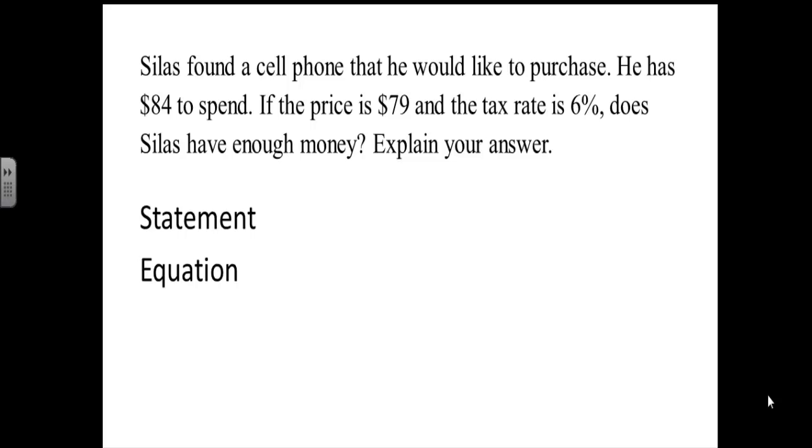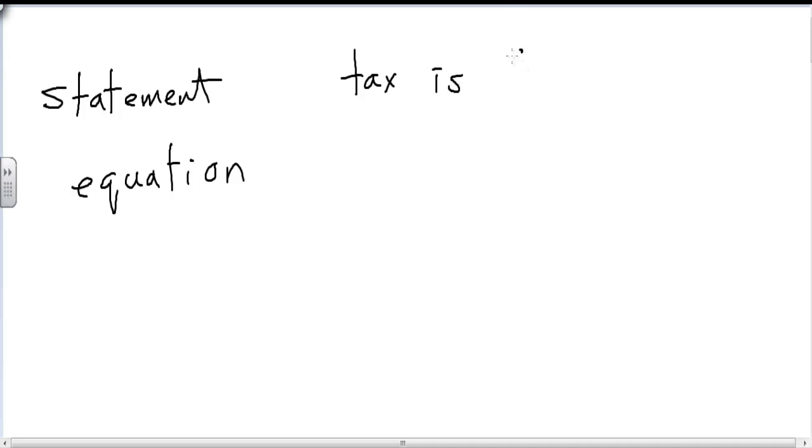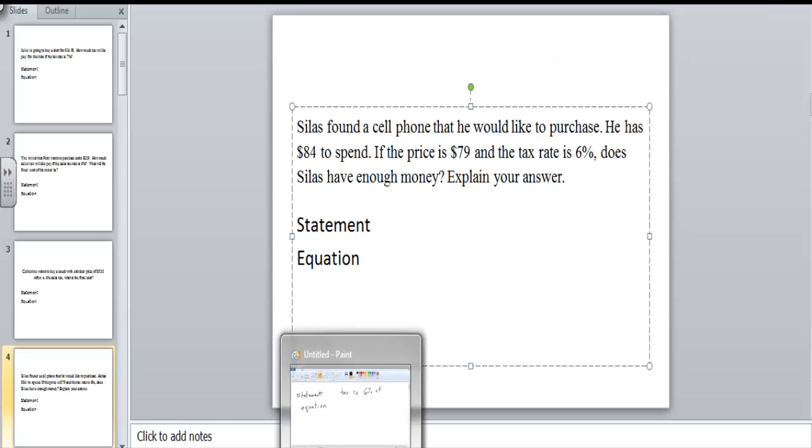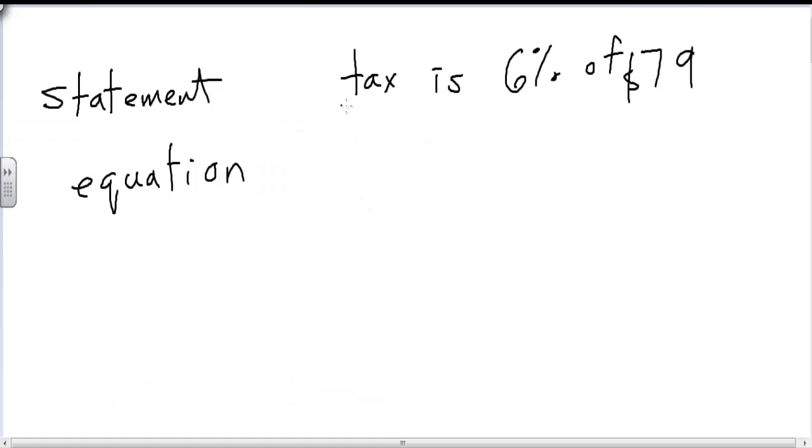To solve this problem, we need to set up a statement from which we can create an equation that we can solve. We calculate sales tax by taking the percentage times the overall amount. So we need to find the total cost of this item, and make sure that it's less than $84. I'll say tax is, again, 6% in this case, of my total cost, which was, again, $79. Using this as a starting point, I can make my equation.